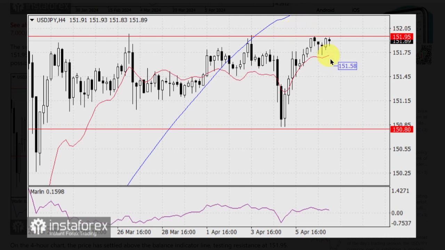Surpassing yesterday's low at 151.58 will ease the bullish pressure and shift the focus to 150.80.